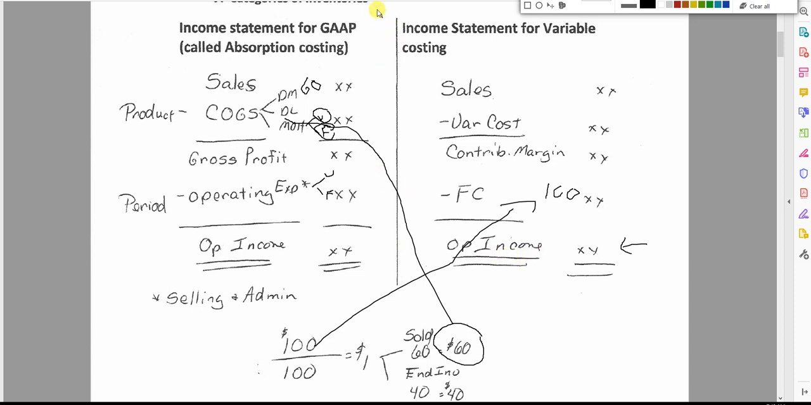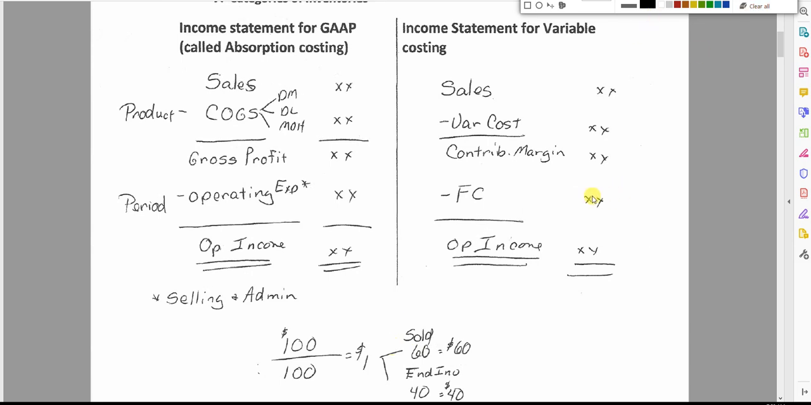So GAAP specifies you have to use absorption costing, which spreads your fixed overhead over the number of products produced. This one's variable, this one's variable, this one's variable, so your variable costs are going to be the same, your fixed operating is going to be the same, but it happens here, when it's a product cost, when some of my fixed costs get stuck in ending inventory.